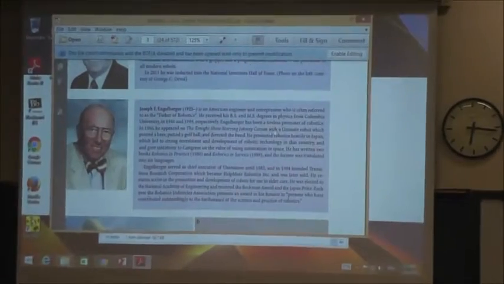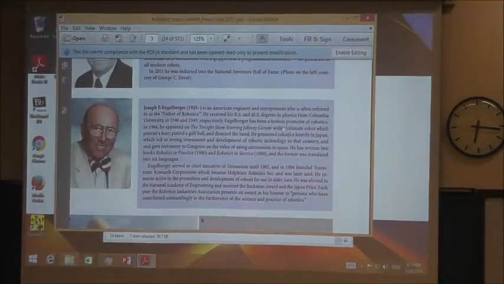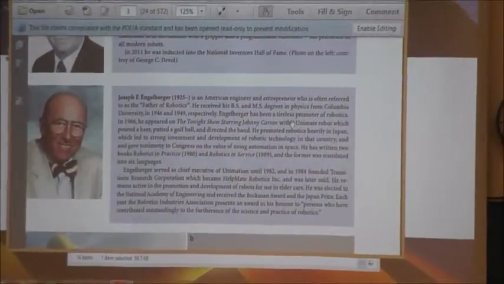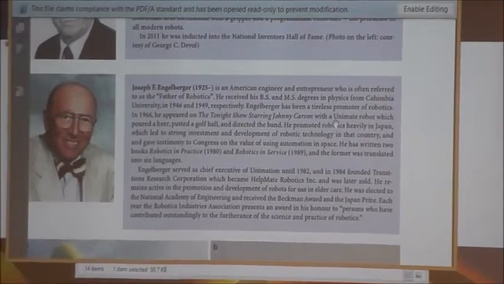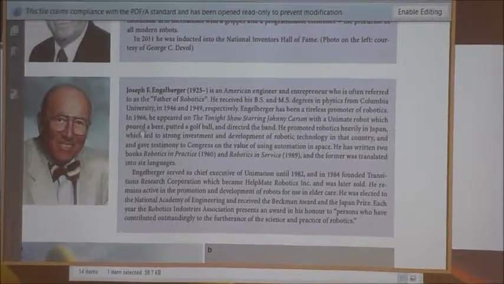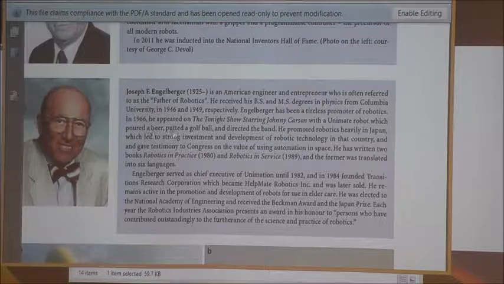So now robots are becoming a lot more affordable than when the late Dr. Engelberger was trying to sell the idea. But you see here, the Tonight Show, starring Johnny Carson, which was on TV before any of you were born, okay? And he took a Unimate robot to the show on NBC, poured a beer, putted a golf ball, and directed the band. It was done there.